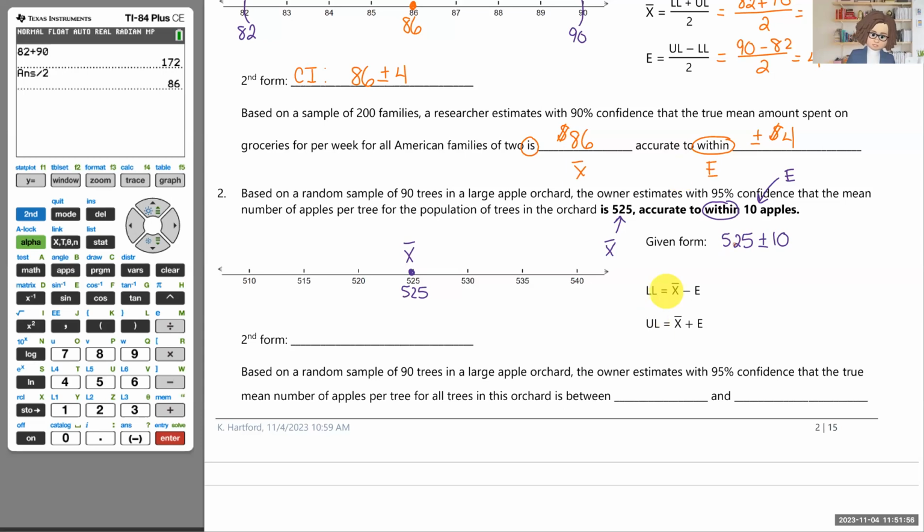All right, so all we have to do is take our 525 and subtract our margin of error to get the lower limit. That will bring me down to 515. And then take the 525 plus 10, and that will bring me up to 535 as my upper limit. And we'll again be able to see the symmetry here.